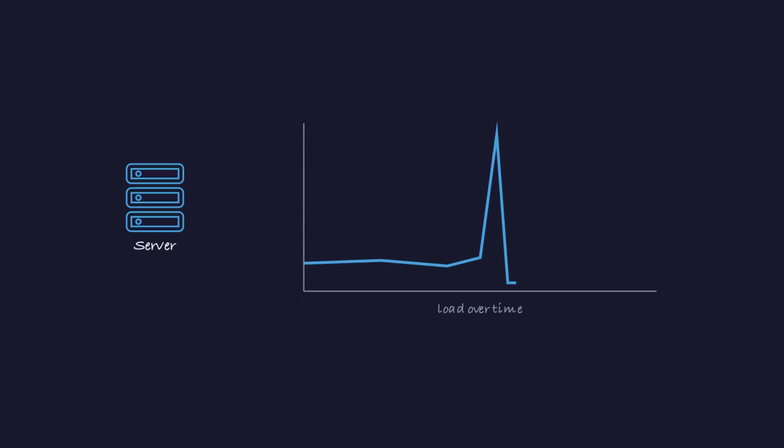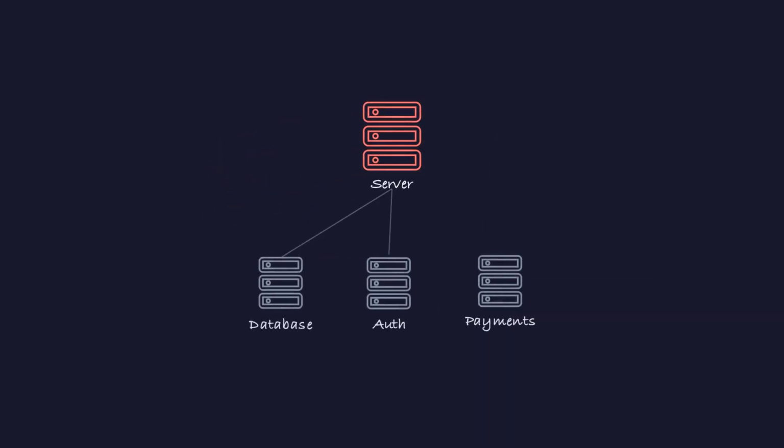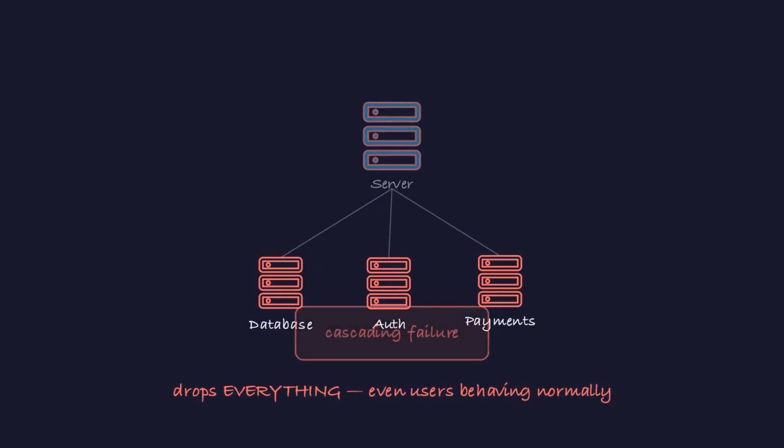Every server has a limit, a finite amount of CPU, memory, and connections. Push enough traffic at any server and it will slow down, then fall over, then crash. And when it crashes, it doesn't just reject the extra traffic. It drops everything, every legitimate user, every active connection, often taking connected services down with it, in a cascading failure.